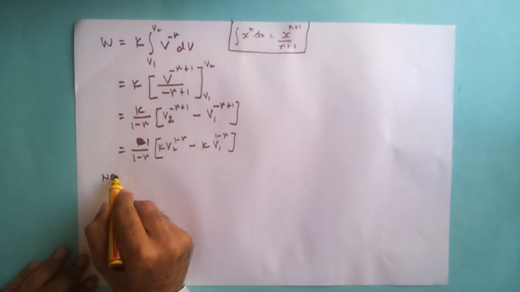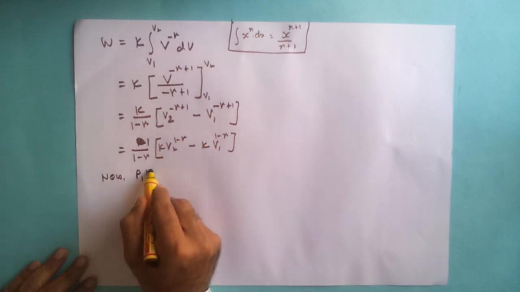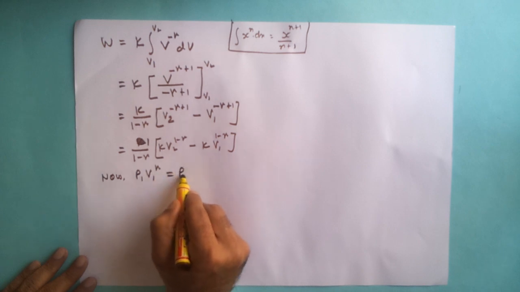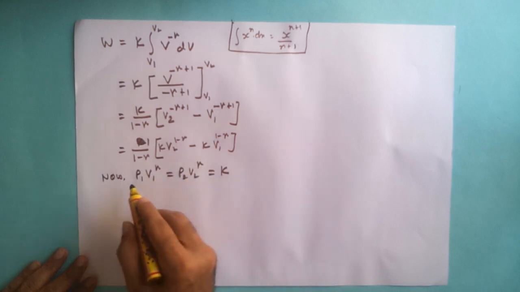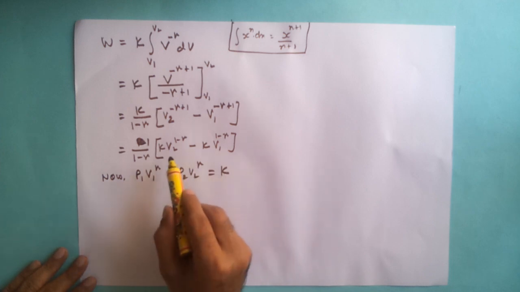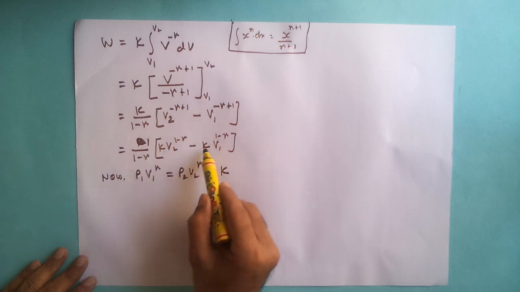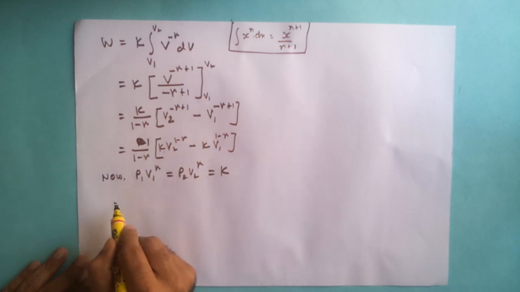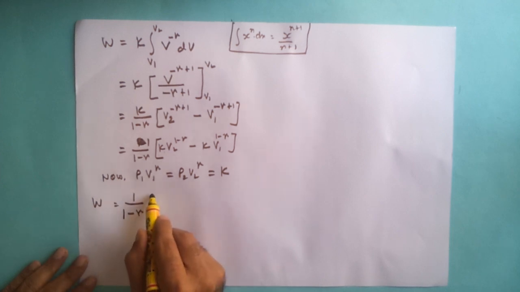Now we know that P1 V1 raised to gamma is equal to P2 V2 raised to gamma is equal to K. This is the basic equation for an adiabatic process. So for this K, I can write down P2 V2 raised to gamma over here, and for this K I can write down P1 V1 raised to gamma over here. So work done will be equal to 1 upon 1 minus gamma.